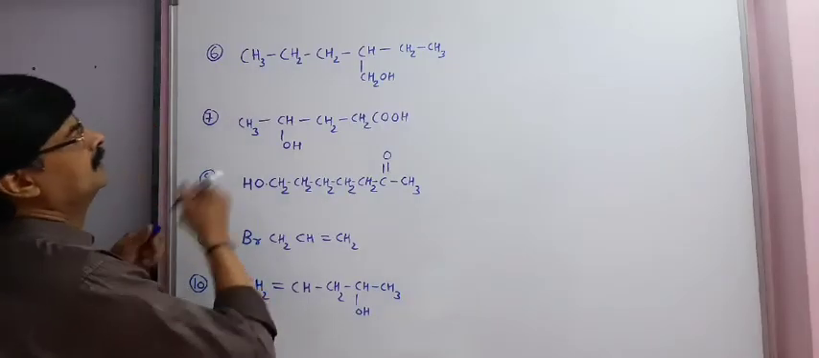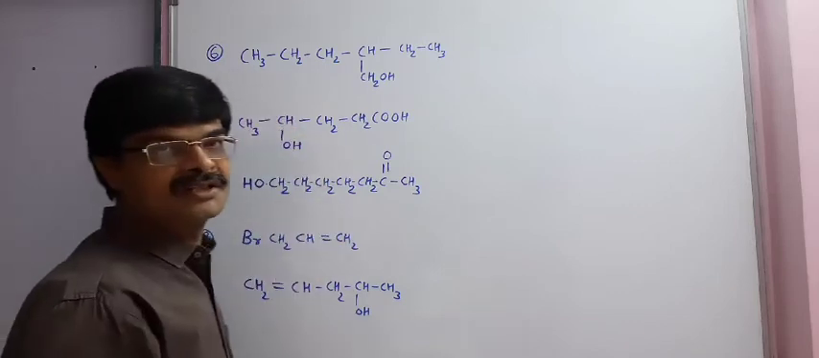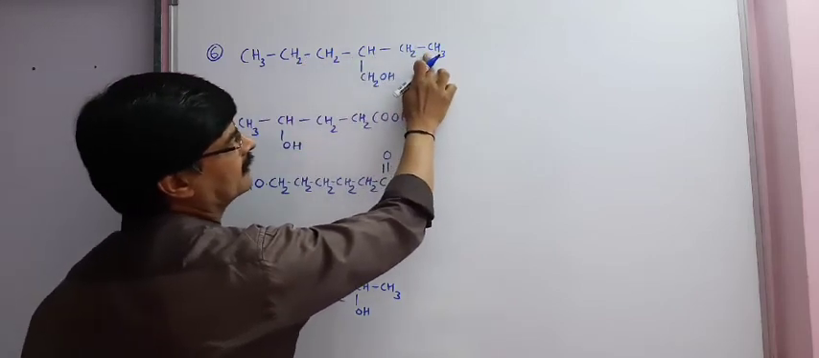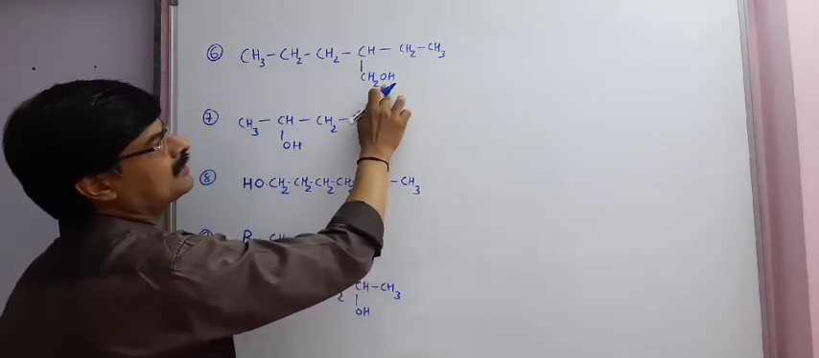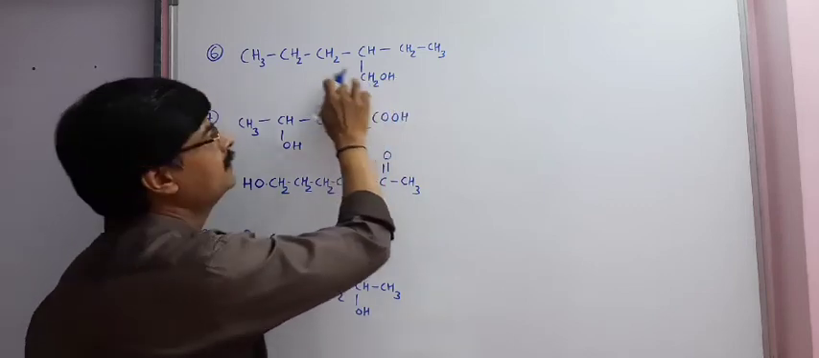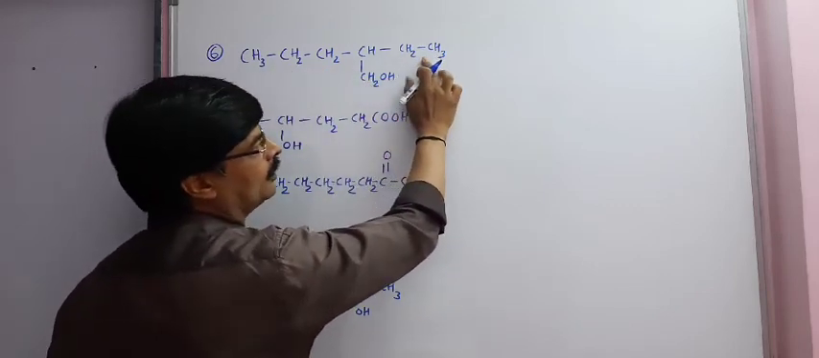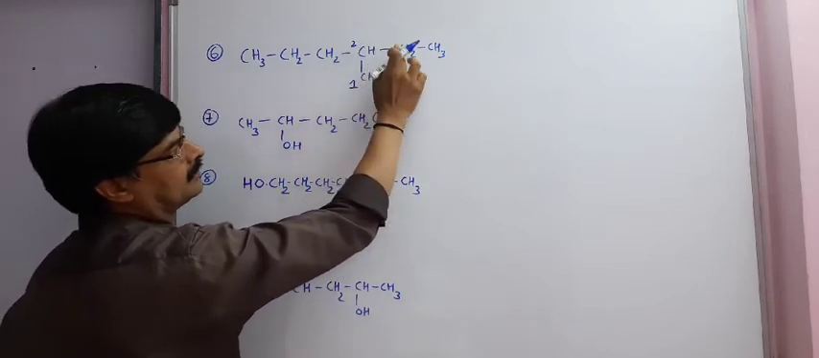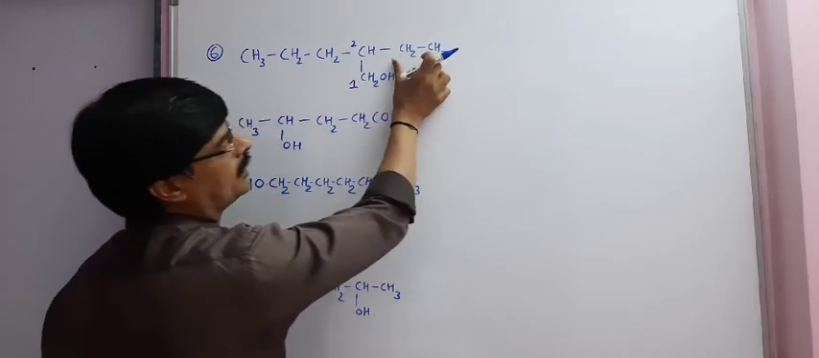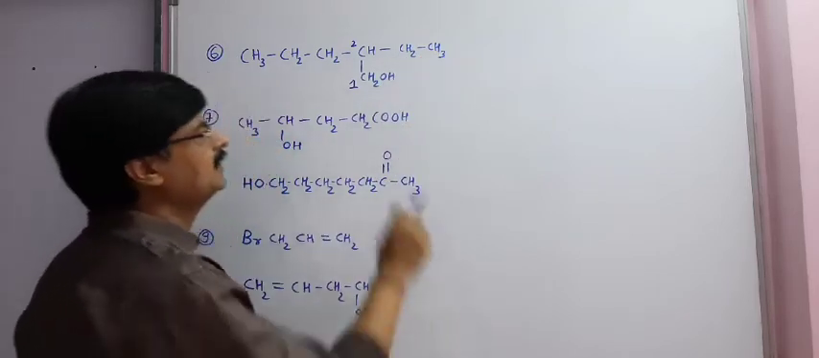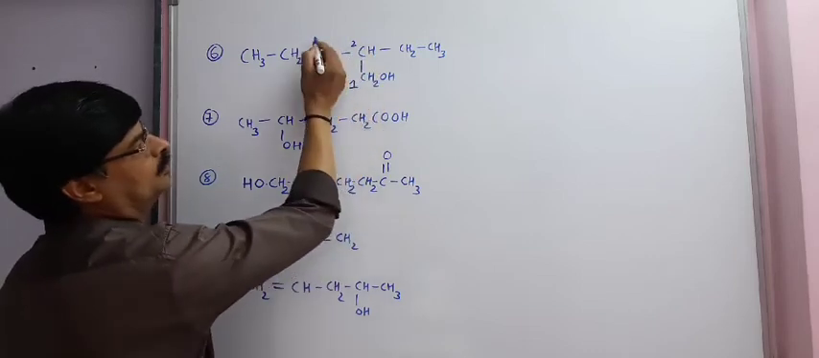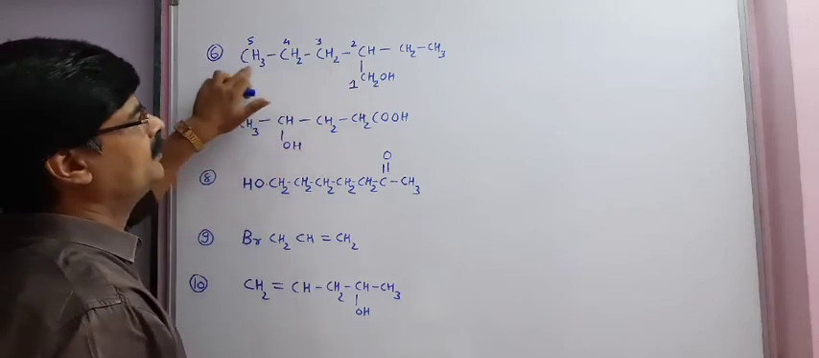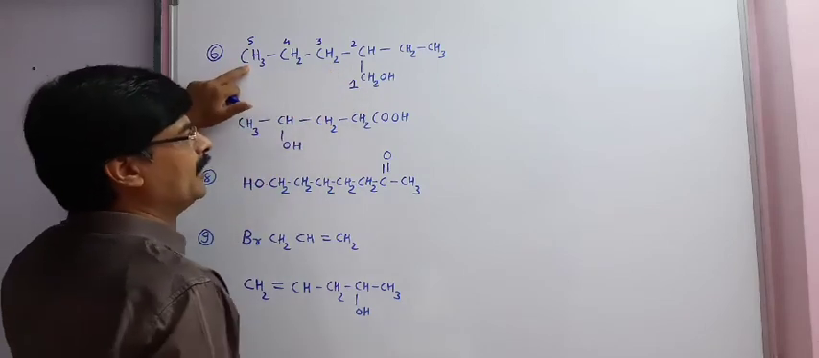Now next compound. First of all, we will decide the longest chain of carbon atoms by giving number 1, 2, 3, 4, 5 and 6. But because the OH functional group is present on this carbon atom, this numbering will be wrong. So first of all, we will give number 1 here, 2 here. Suppose we write 3 and 4 here, then the longest possible chain is only of 4 carbon. That is why we will write 1, 2, then 3, then 4 and 5. So the highest possible chain of carbon atoms will be of 5 carbon.